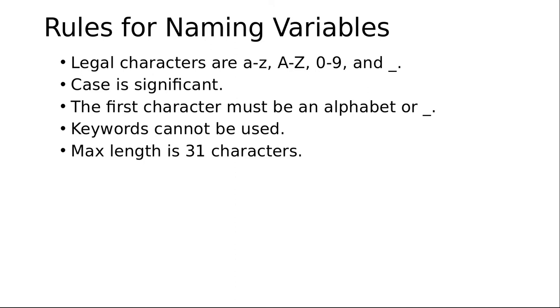It cannot begin with a digit. The first character of an identifier should either be an alphabet or an underscore, but we generally don't use an underscore to begin with. We generally use an alphabet. And there are some special reserved words called keywords. We cannot use keywords as variable names. The maximum length, the number of characters you can have in the variable name, is 31.